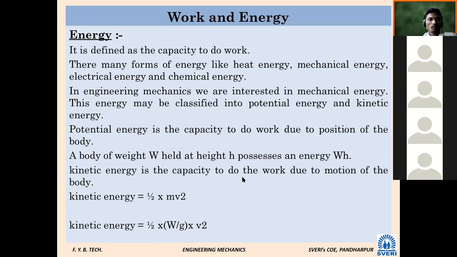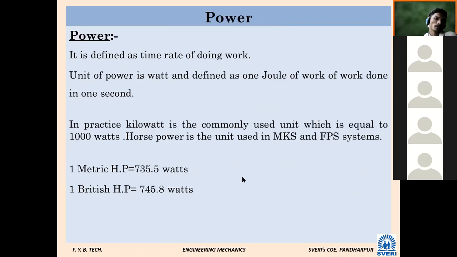Then power. What do you understand by power? It is defined as the rate of doing work, as simple as this. The unit of power is watt. Rate of doing work means W upon t. Very good. So we can say P is equal to W upon t.